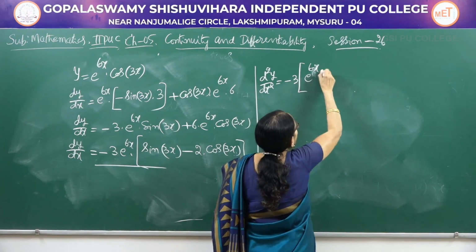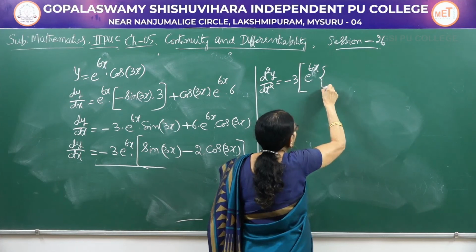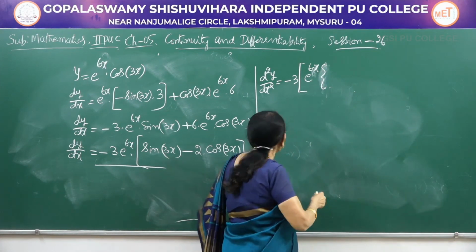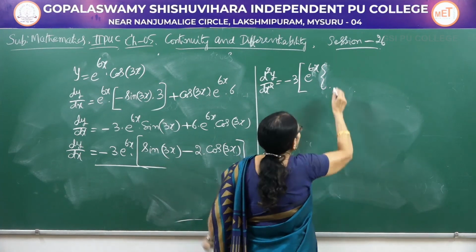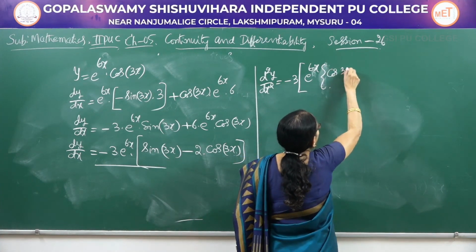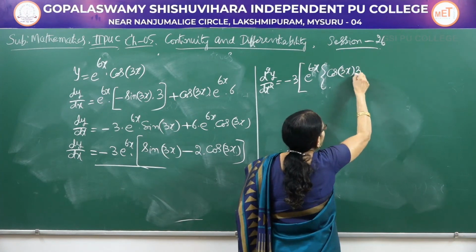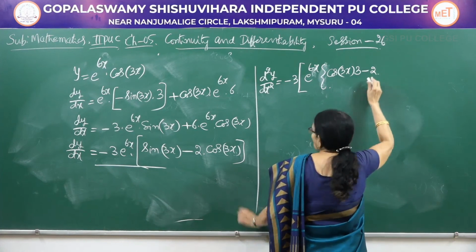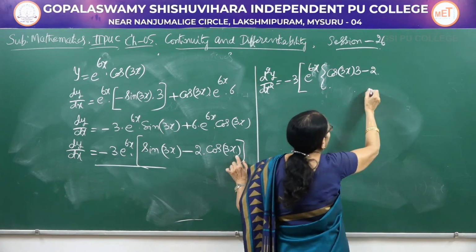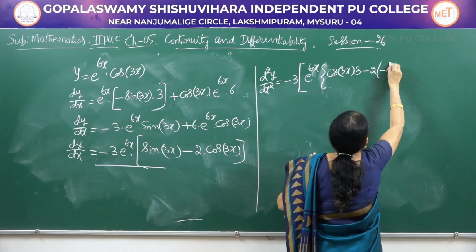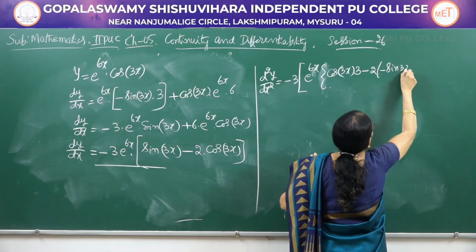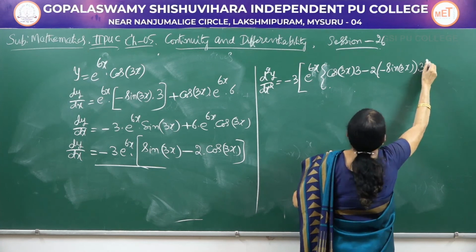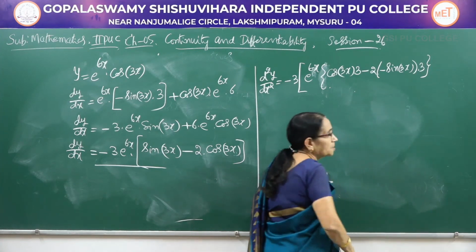Now 6x into, use another bracket, or you can, better you write this one. Now sine of 3x, what's the derivative? Cos of 3x, for 3x it is 3, minus 2 into, differentiate cos of 3x, it is minus sine of 3x, for 3x it is again 3. So close the bracket here.